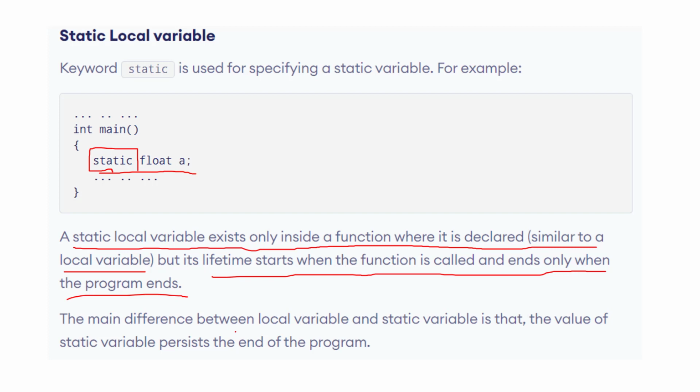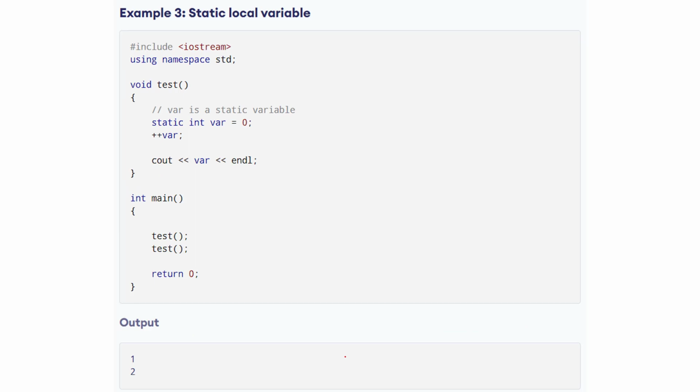The main difference between the local variable and static variable is that the value of the static variable persists until the end of the program. Let's see the difference by a problem. Okay, there is output also. Let's go through this to demonstrate the static local variable. Hash include iostream, using namespace std, void test. So from here to this point is the user defined function, and this is the main function.